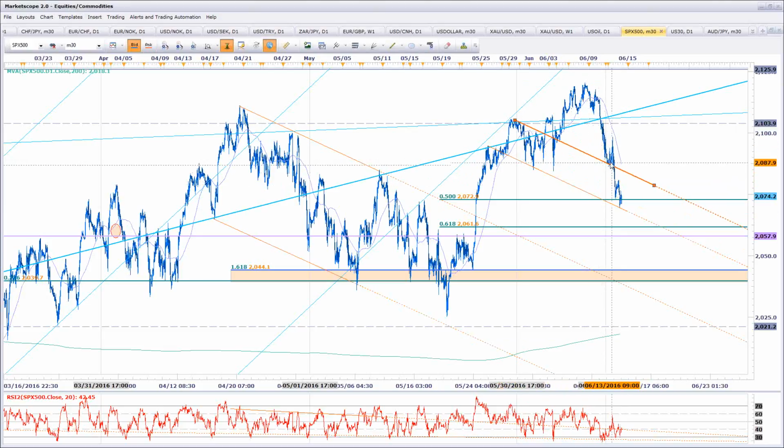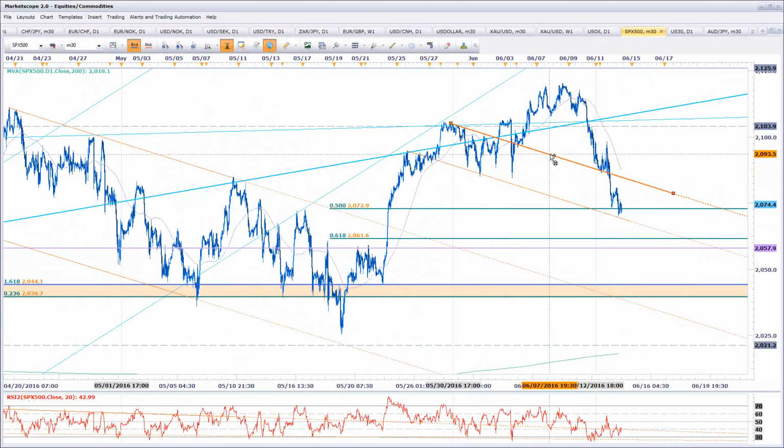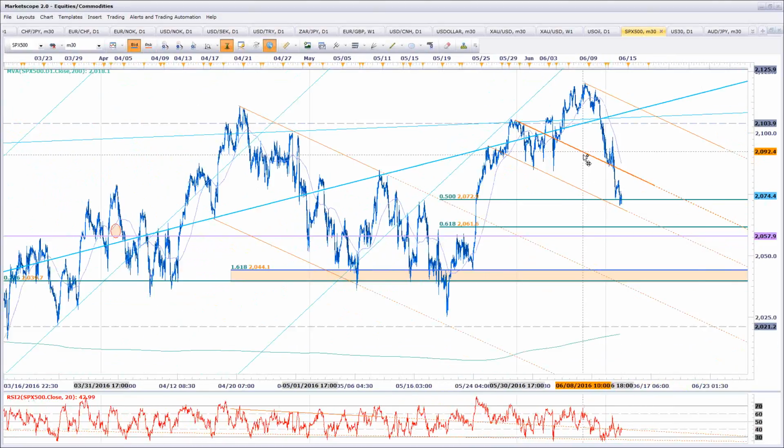Right? Nice. Consolidation, pop higher, break below, gives you the acceleration. Looks pretty good, actually. Stop traffic. This looks really good.